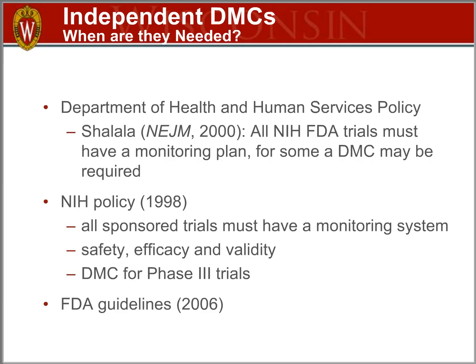This brought a lot of public attention, political attention, and led Secretary of Health and Human Services, Donna Shalala, to issue a requirement that all NIH and FDA trials must have a formal monitoring plan, and for some trials, they may require a formal data monitoring committee. The NIH already had drafted a policy to formalize what they'd been doing for 30 years, that all sponsored trials had to have a monitoring system, and all phase 3 trials, which we've talked about, had to have a data monitoring committee. The FDA drafted guidelines shortly thereafter for themselves.